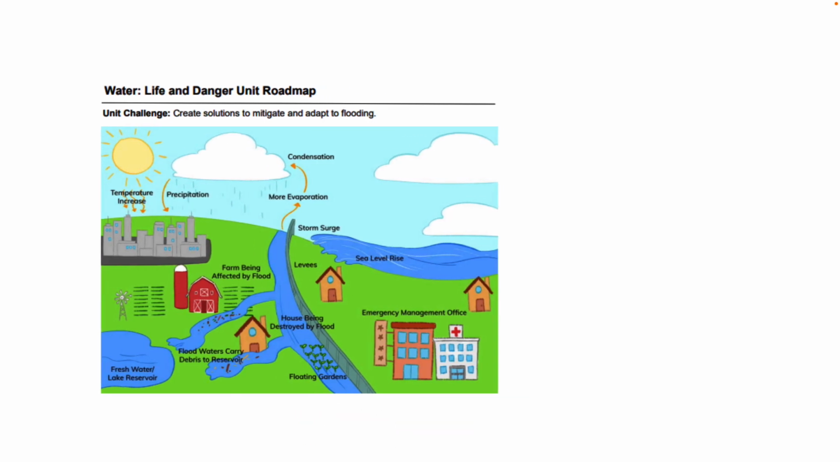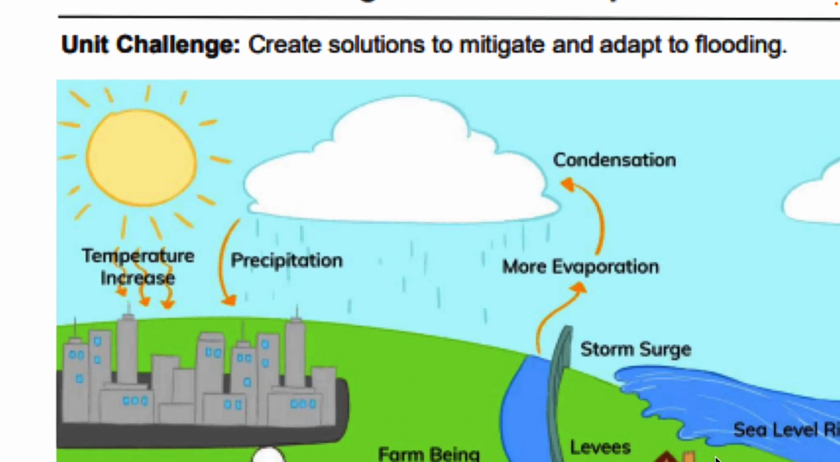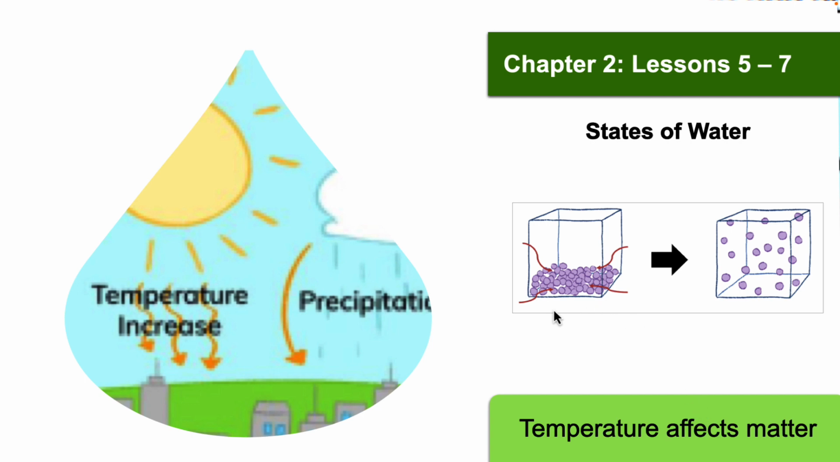In chapter 1, we introduce the case studies and discover that many factors can cause flooding. In chapter 2, we make sure that students have a really solid understanding of the states of matter of water, including how temperature affects matter.